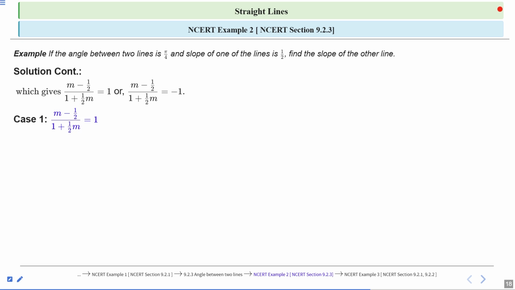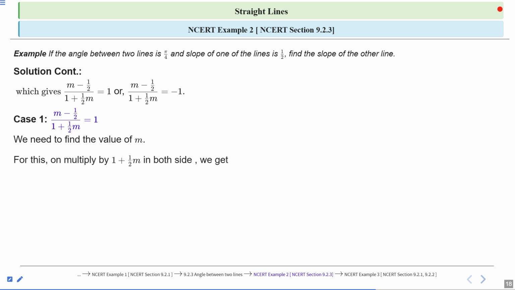So now case 1: (m minus 1 by 2) divided over (1 plus 1 by 2 times m) is equal to 1. If we take this equal to 1, then what we have to do here? We need to find the value of m. That means we have to find the slope of the other line, that is here m.